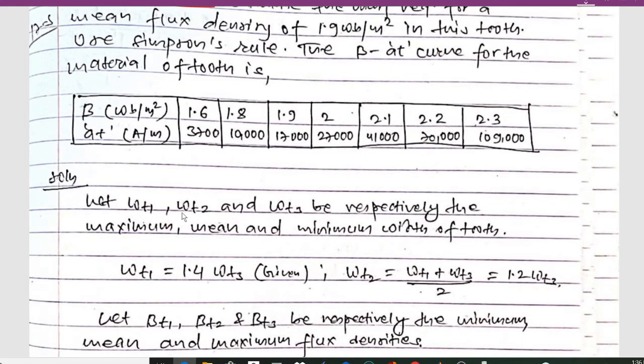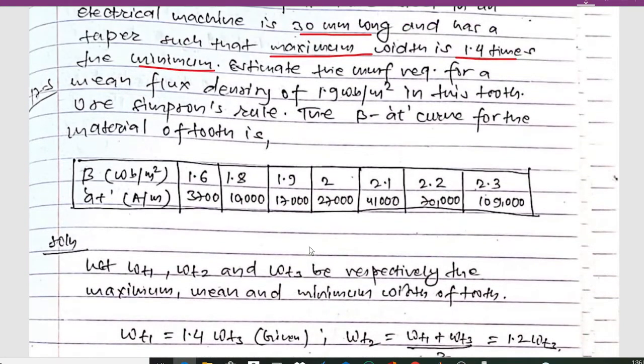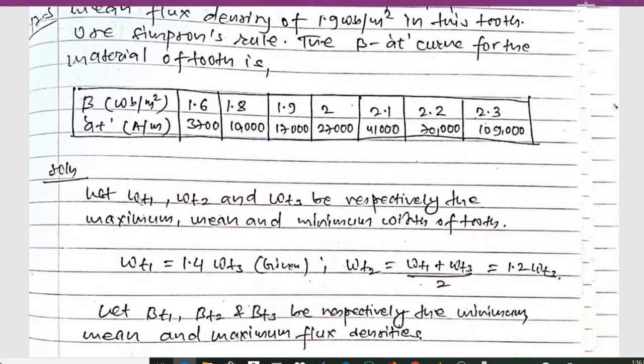first let WT1, WT2 and WT3 be respectively the maximum, mean and minimum width of the tooth. Now in the question it is clearly mentioned that the maximum width is 1.4 times the minimum. So WT1 is the maximum and WT3 is the minimum, so WT1 is equal to 1.4 WT3, as mentioned in the conditions. WT2 we have assumed as the mean, so it will be WT1 plus WT3 upon 2, so that will be 1.2 WT3.